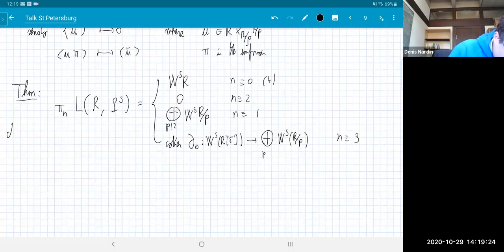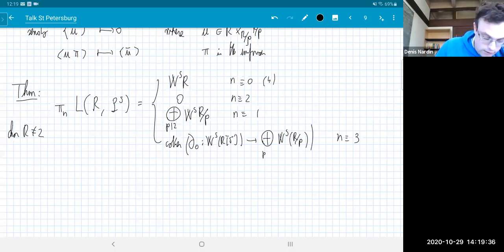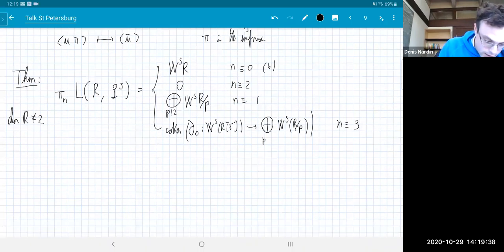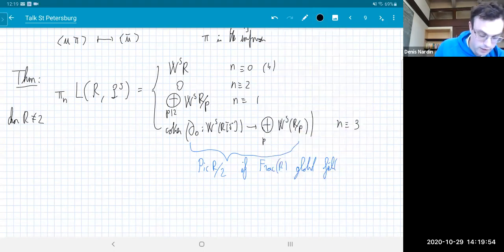And sorry, that's when char R is different from two, which I mean two is non-zero. It's not necessarily invertible, but it's non-zero. There is also a formula for when the characteristic is two, but in the interest of time. And let me just mention that this is Pic of R mod two if frac R is a number, a global field, sorry. So this is a classical theorem actually.